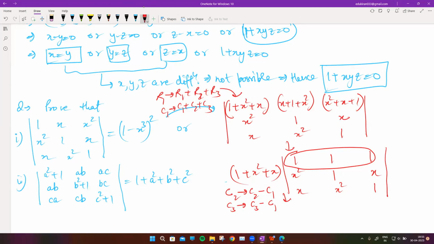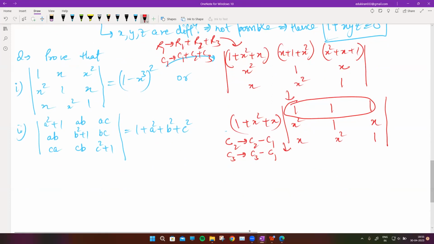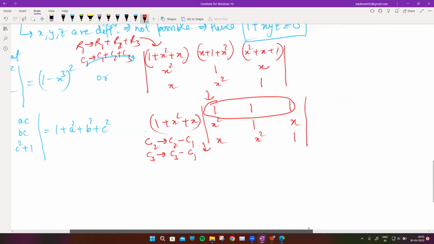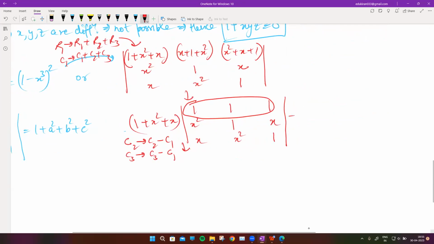Now after applying this, if we apply C2 changes to C2 minus C1 and C3 changes to C3 minus C1, then we will get 1 plus x square plus x, which is the same. Then the first column will remain the same: 1, x, and 1, x square and x. The second column will become 0, 1 minus x square, and x square minus x. Then the third column will become 0, x minus x square, and then 1 minus x.